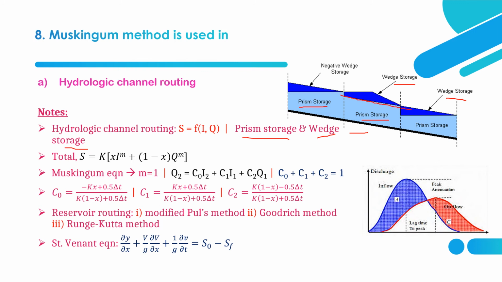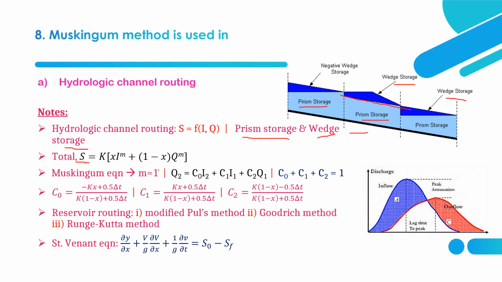And what is wedge storage? Whatever the volume above the prism storage is called wedge storage, and it will be in the shape of a triangle. It is the triangular volume enclosed between the actual water surface profile and the top surface of the prism storage. And the total storage value will be given by this relation: S = K [x I^n + (1 - x) Q^m]. What are K, x and 1 minus x, we will see later in case of Muskingum.